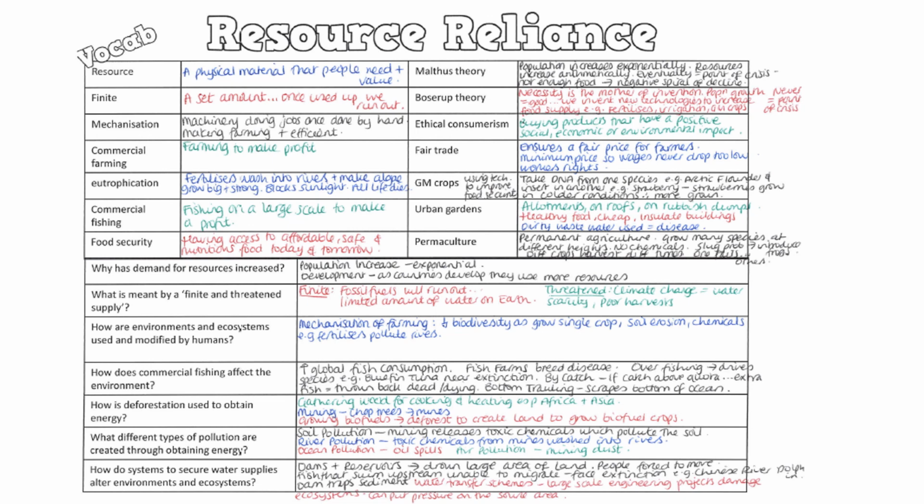What do we mean by the Malthus and Boserup theories? So the Malthus theory says population increases exponentially, 2, 4, 8, 16, whereas resources increase arithmetically, 1, 2, 3, 4. Therefore, we get to the point where we have a point of crisis. There is not enough food or resources for the amount of people on the earth. At that point, we go into a negative spiral of decline.